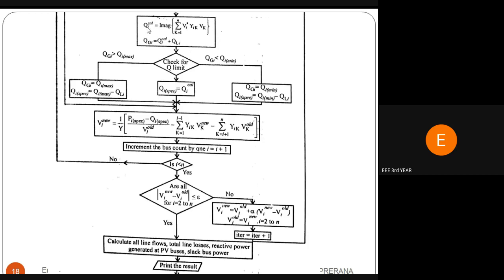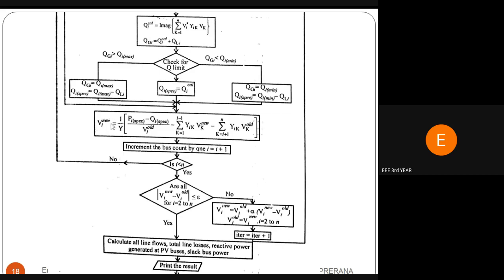Now we have to calculate the value of Q. For that purpose, we know the formula: Qi calculated is equal to the imaginary part of the summation k equal to 1 to n of Vi conjugate Yik Vk. From this, we have to check whether the value is within the limit, that is, whether it satisfies the maximum or minimum. If it is within the limit, we take the calculated value of Q. Otherwise, if Qi is greater than Qi maximum, we consider Qi maximum. If Qi is less than Qi minimum, we consider Qi minimum for calculating the new voltage Vi.